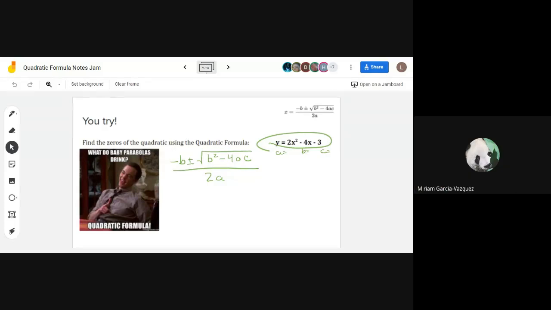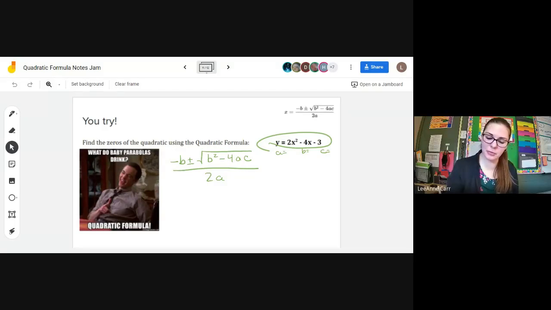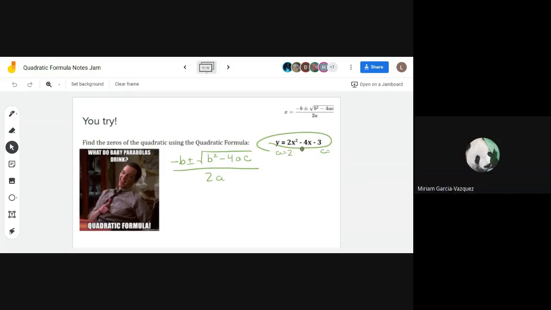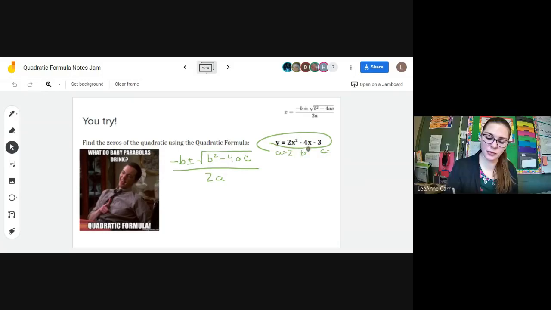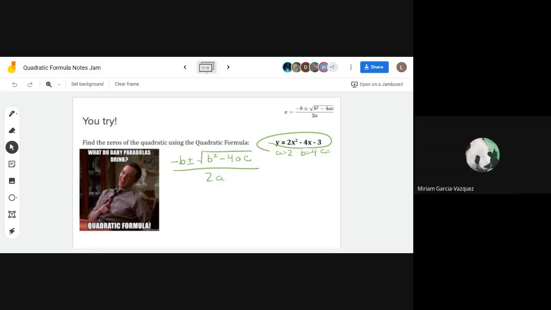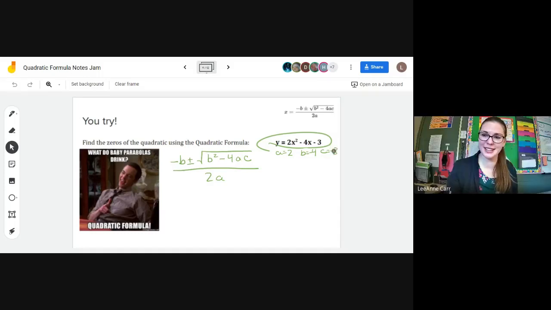2. 2, yep. 2 is our A value. What about our B value? 4. So close, -4. Don't forget about that negative. And our C value, what's our C value? -3. Good job remembering that negative. Awesome. Okay, so now that we've identified all those, Miriam, now I need to plug them into my formula.